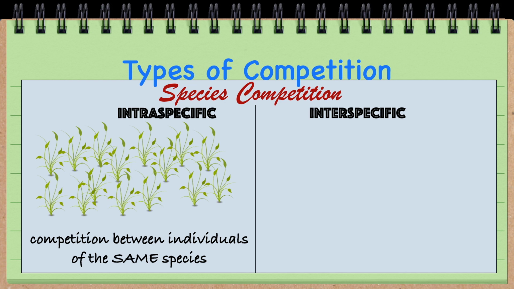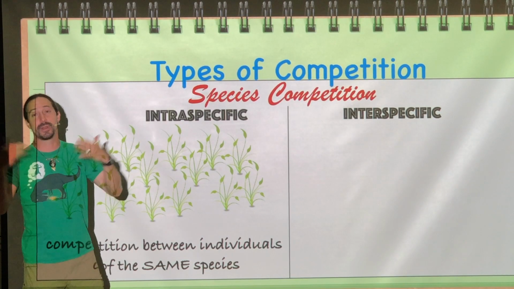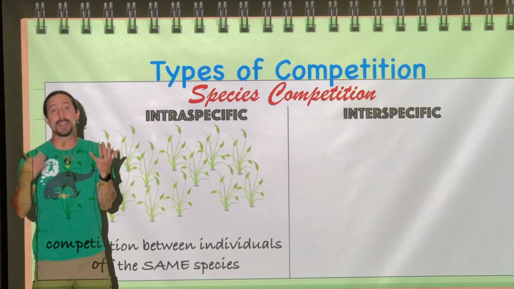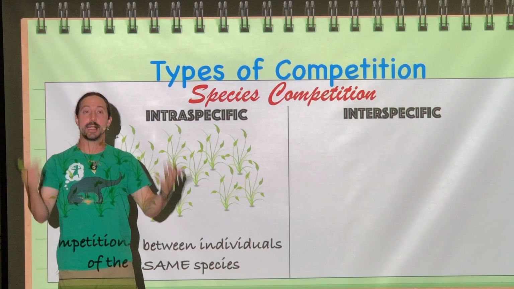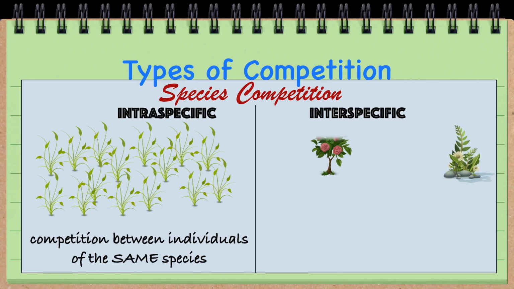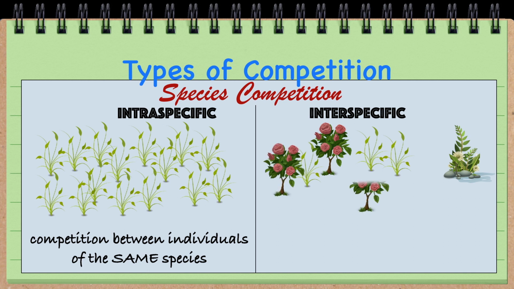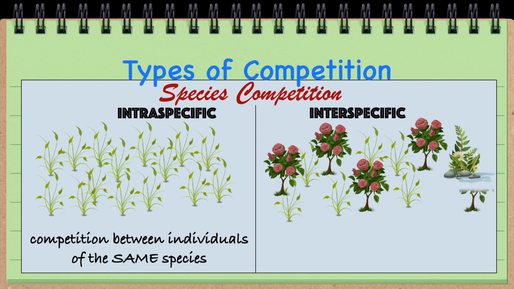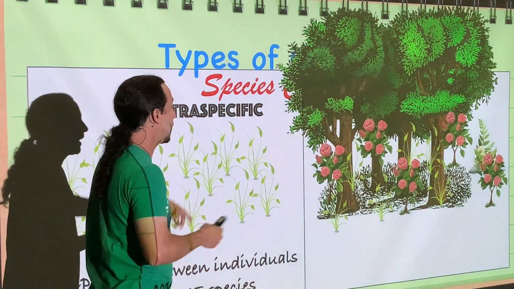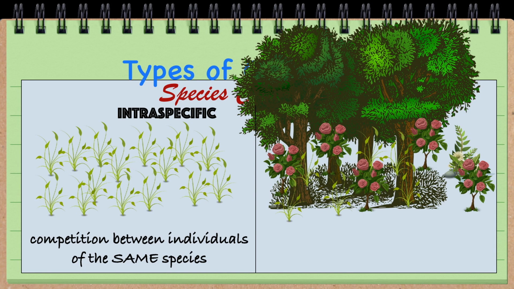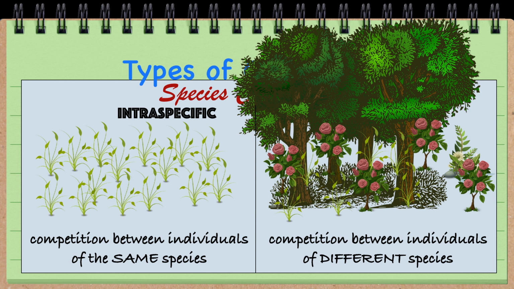On the other hand, these plants aren't just going to compete with other plants of the exact same species. They're going to compete with a lot of other plants of many different species, and that's interspecific competition. These different species now competing for the same resources. They're competing for the sunlight, for the nutrients, for the water, and for the space. They're all competing for all these different things, which means that this interspecific competition is competition between individuals of different species.